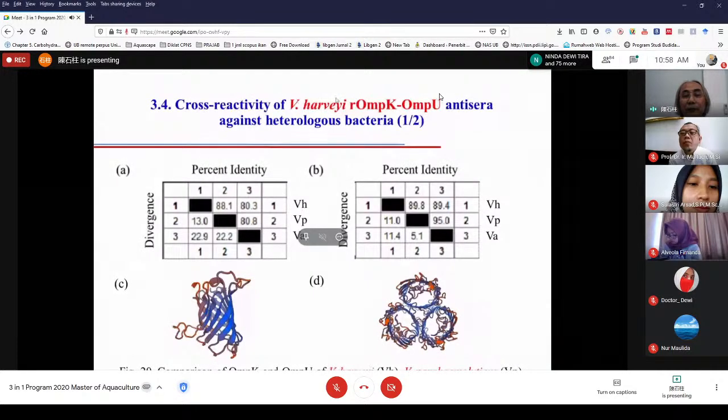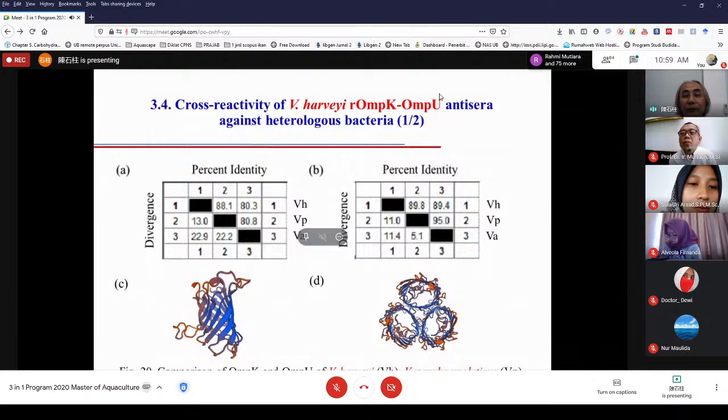Okay. This is the amino acid sequence identity between the different Vibrio. We have mentioned before, Vibrio harveyi is a major pathogen, right? And the second one is Vibrio parahaemolyticus and Vibrio alginolyticus. These three proteins, do they have a similar amino acid sequence? The OMPK has 80% identity, and OMPU also has near 90% identity. So maybe they have quite a high amino acid identity, so maybe they have cross protection too.